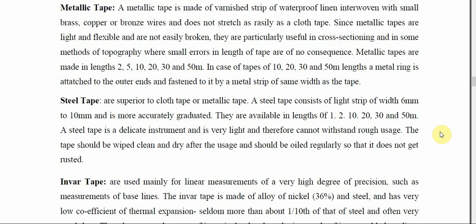The next type of tape is steel tapes. Now, the quality of steel tape is superior to that of cloth tape or metallic tape. The steel tape consists of a light strip of width 6 mm to 10 mm and it is more accurately graduated. They are available in the lengths of 1 meter, 2 meter, 10 meter, 20 meter, 30 meter, and 50 meter.